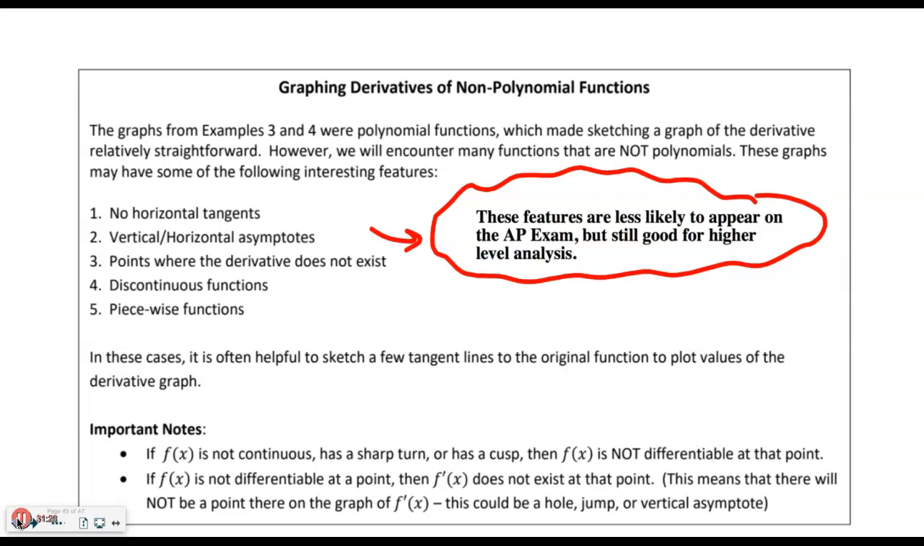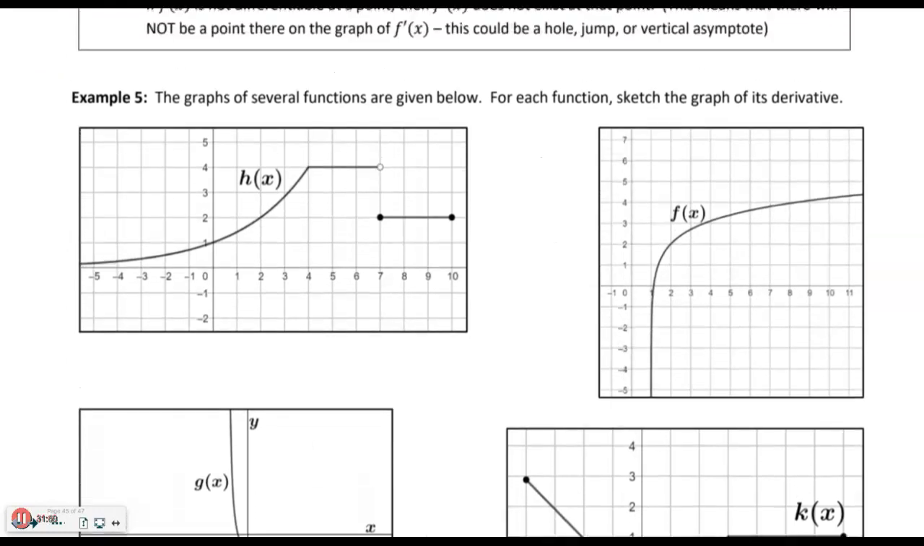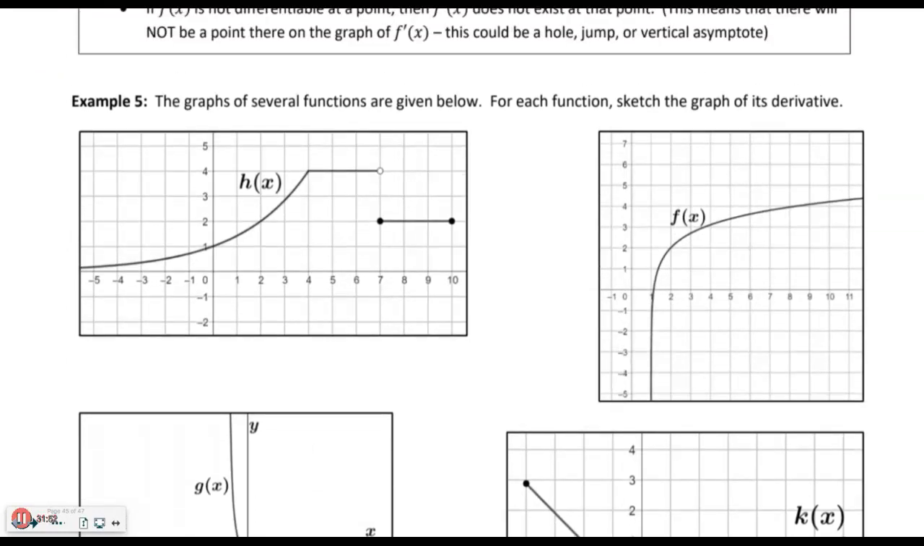Sometimes, though, they put a higher analysis question on there where there's a graph that maybe doesn't have a horizontal tangent line, so you can't have an x-intercept. Or maybe it had some asymptotes, and how do you deal with those? Or maybe there's a cusp or a point where we can't even take a derivative. How do we deal with those? And I'm going to talk about each of those three situations. Are you ready? Here's h of x.